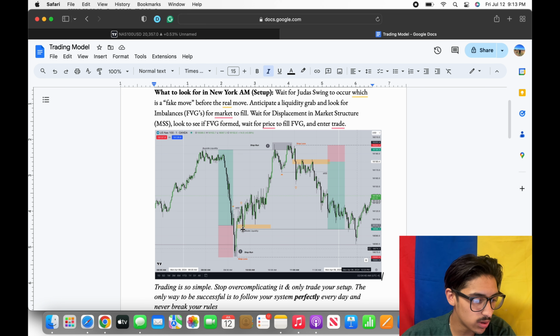That fair value gap forms, that orange rectangle, then price drops into there. When price drops into there, we want to pop a buy. Enter a buy, stop loss below that low. Where's our take profit? At the resting buy side liquidity above here.